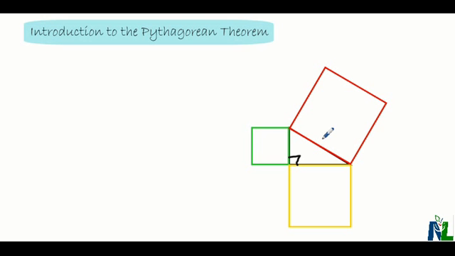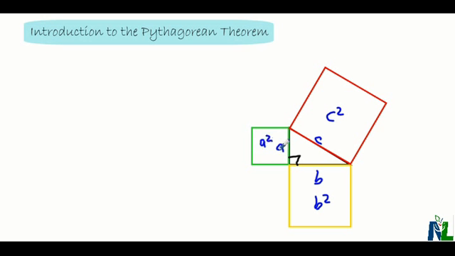So let's give these some names. I'll label this side C, so the area of the square will be C times C, or C squared. I'll call this side B, so B times B, the area of this square is B squared. And this square here is A, so that side is A, and the area of this square is A squared.